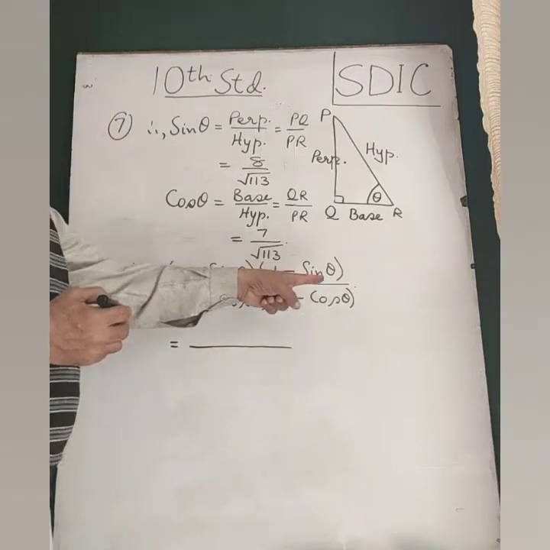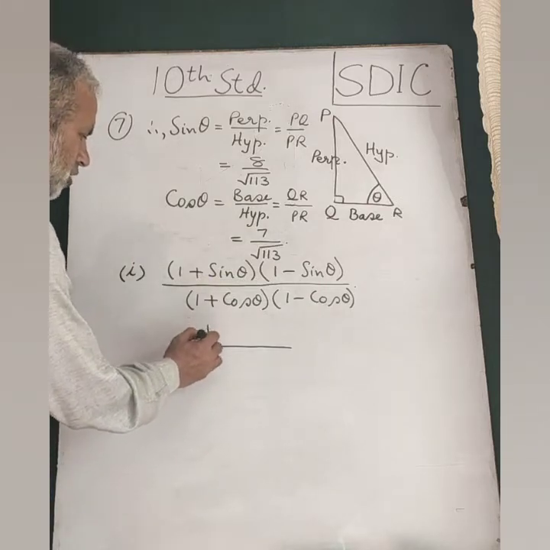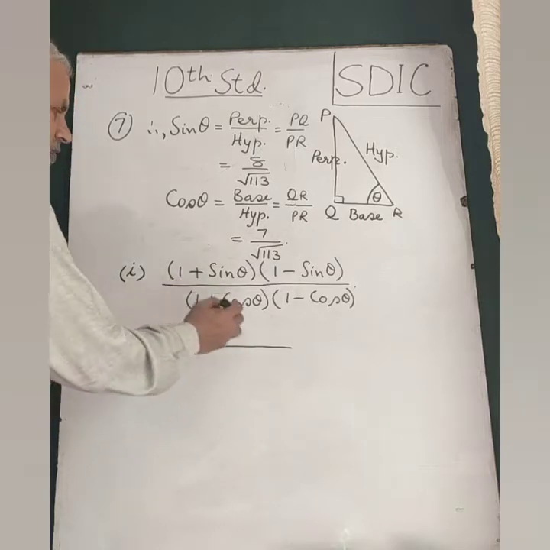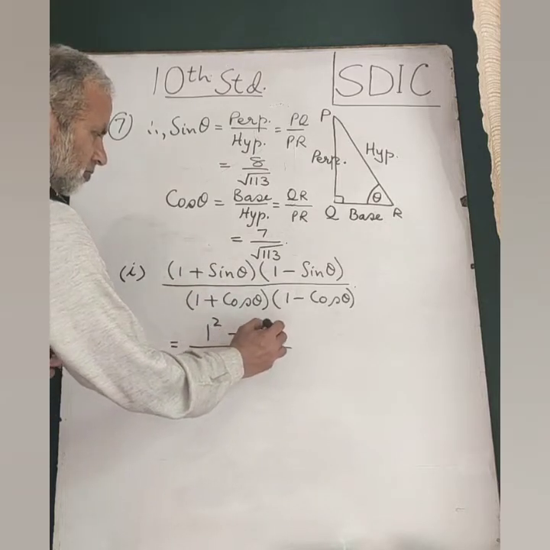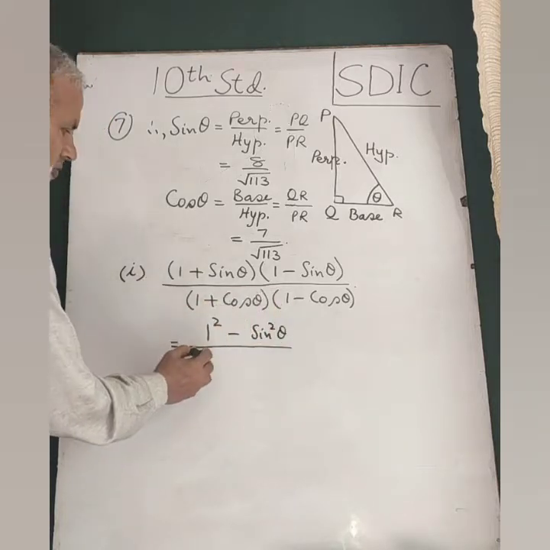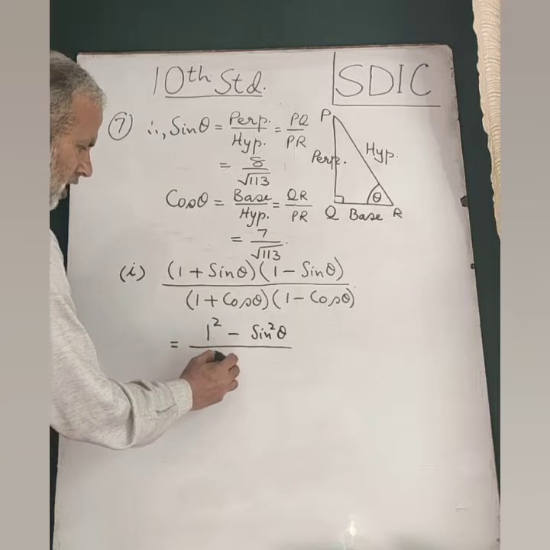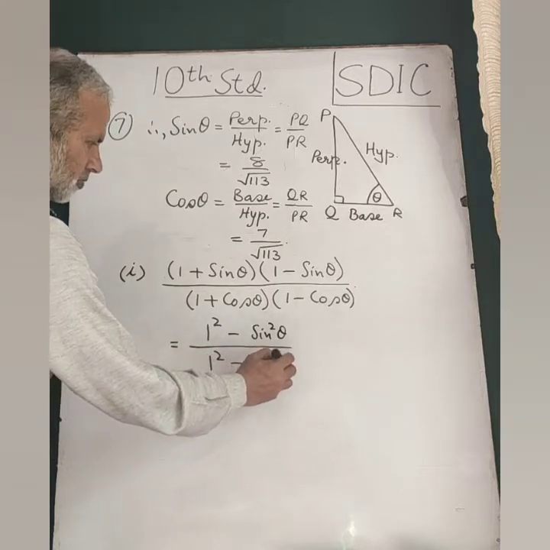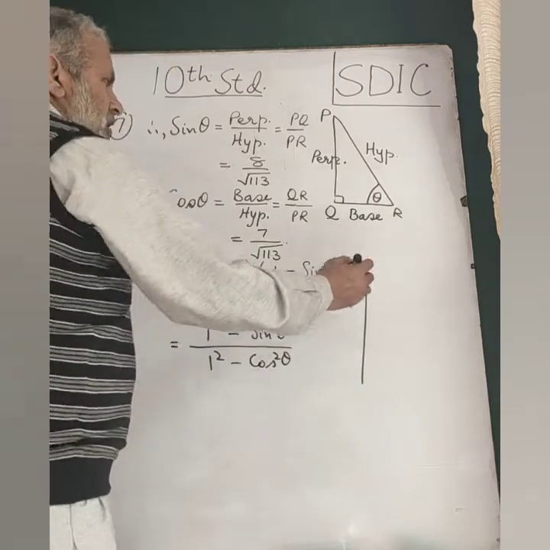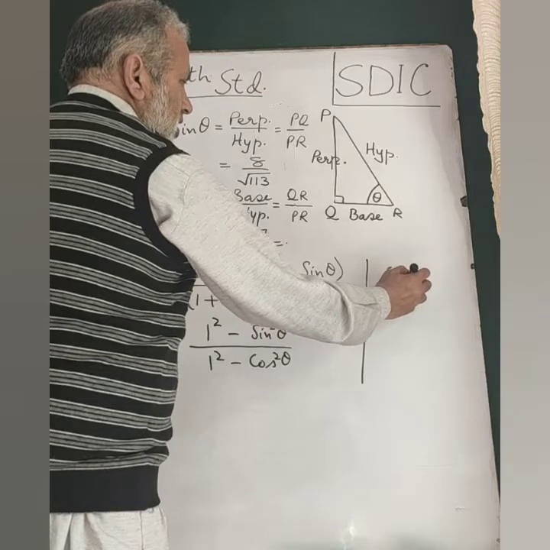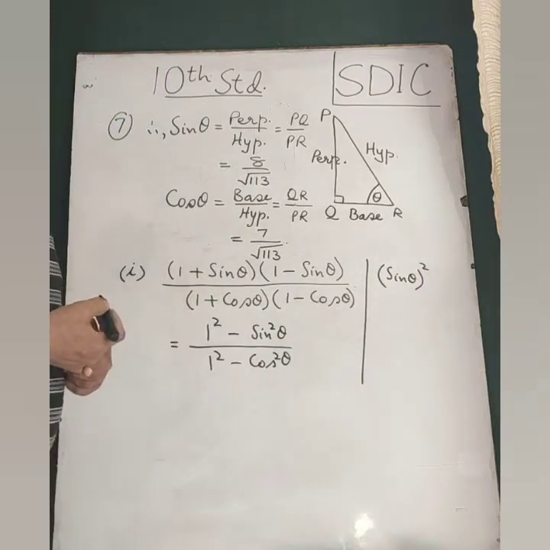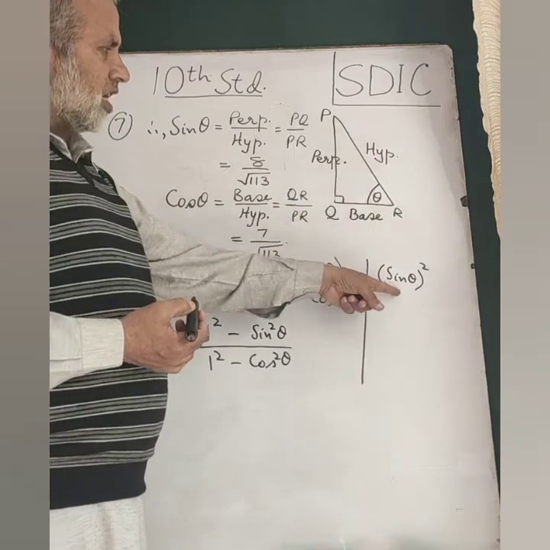(a plus b) into (a minus b) is a square minus b square. So I'll get 1 square, the square of 1, minus the square of sin theta. That will be sin square theta, whole divided by, similarly, 1 square minus cos square theta. Now I would like to refer to one point here. When we write b square, it actually is sin theta whole square. Our b is sin theta, and then b square will therefore become sin theta whole square.